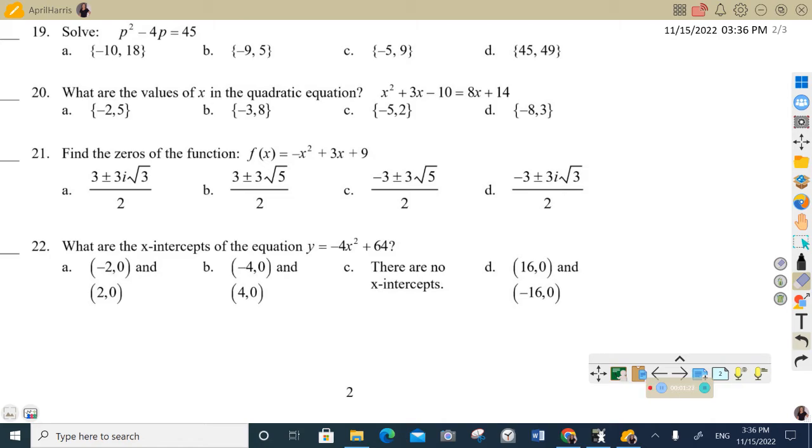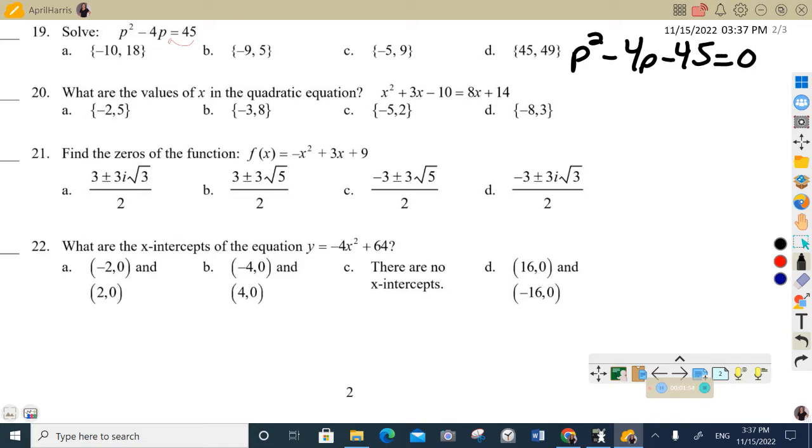Okay, the next one says solve p squared minus 4p equals 45. So you have a p squared and a p, so you can't just get p by itself. You need to set the equation equal to 0. The way we do that is we move 45 to the left, so it'd be minus 45. That gives us p squared minus 4p minus 45 equals 0.